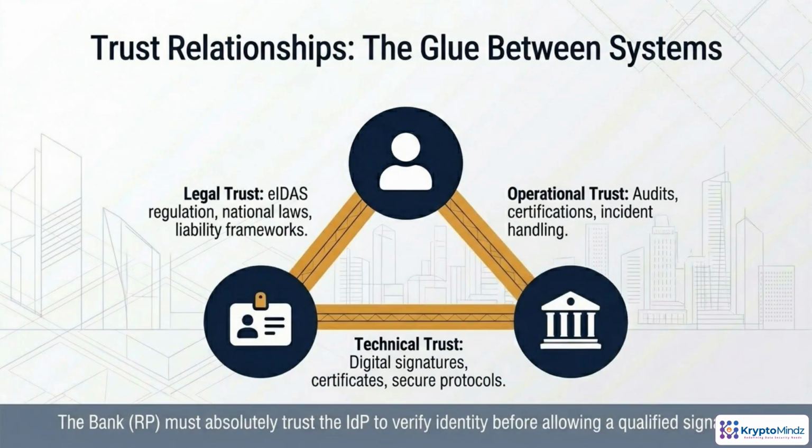When we connect a bank with an identity provider and a trust service, technology alone is not enough. Legal trust is the contract and regulation layer: eIDAS, national laws, and liability rules if something goes wrong. Technical trust is the cryptography layer: certificates, signatures, secure channels. Operational trust is the "do they actually run it well" layer: audits, certifications, incident handling. Qualified signing only works when all three are in place and aligned.